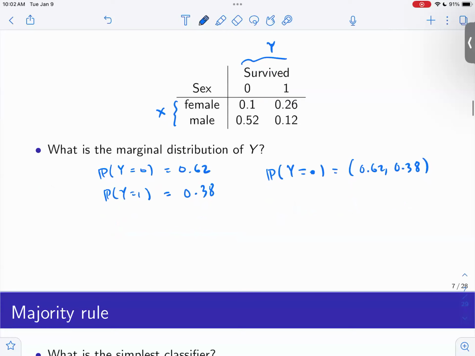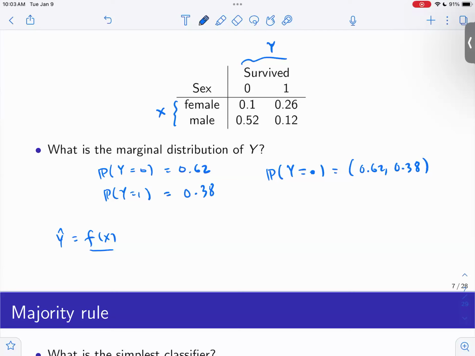So if you think of the classifier as a function of X that predicts Y hat, these are the functions that are constant identically. No matter what value X is, I'm going to always say 1, or I'm going to always say 0. These are the simplest classifiers. And there's an optimal version in this case.